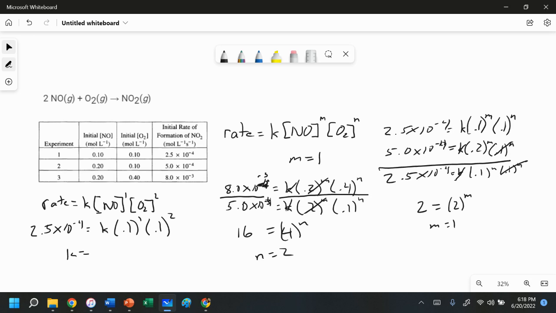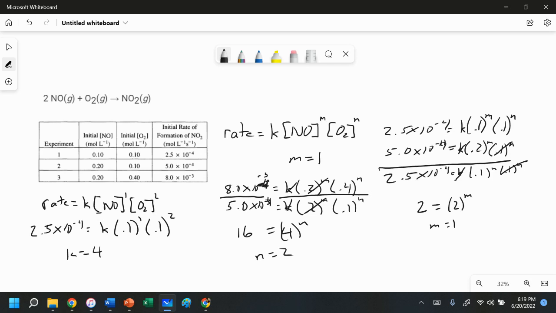I'm going to do that real quick. So 0.1 times 0.1 squared divided by 2.5 times 10 to the negative 4. And that gives me a value of 4. So the rate constant is 4. It's unusual that you get a whole number like that. But in this case, they made the math a little easier. And so the rate constant is 4.